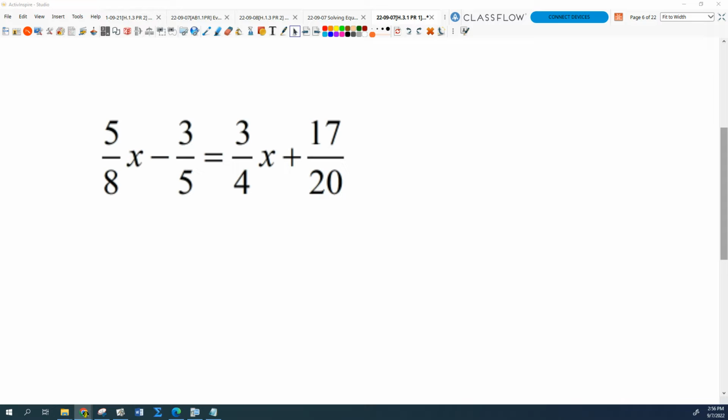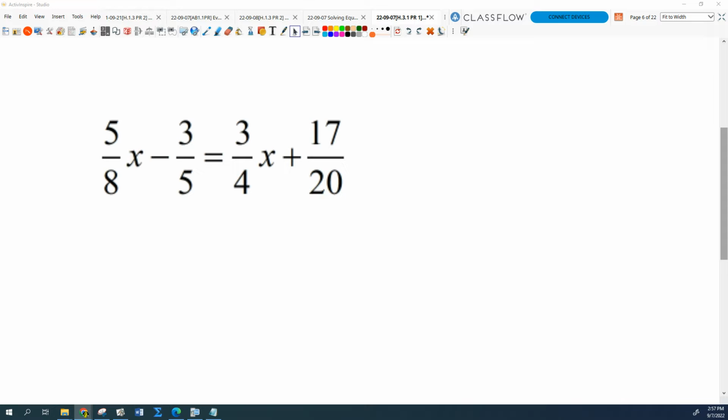How many terms are there on the left side of this equation? Show me with your fingers. Yeah, it's 2, isn't it? It's 2 because I've got two things that are being added or subtracted. I've got the 5/8 x is a term and 3/5 is a term, and I'm subtracting those. How many terms are on the right side of the equation? 2. Good, 2 terms. Nothing's being multiplied. I'm just adding or subtracting terms on both sides. So this is a prime candidate for clearing fractions.